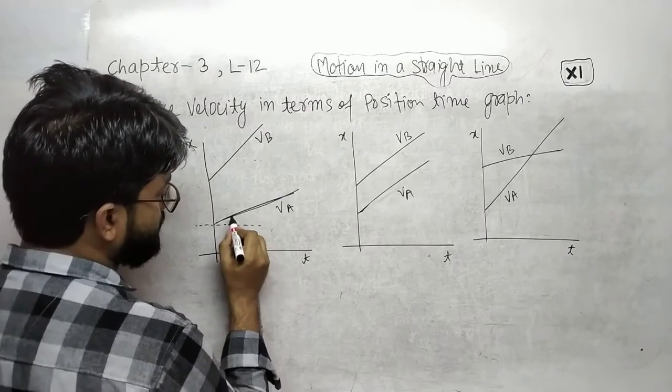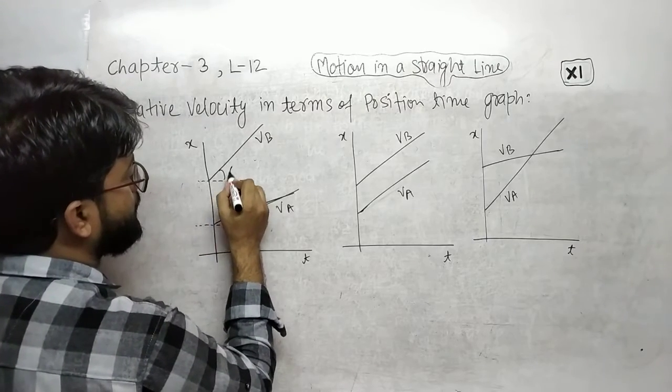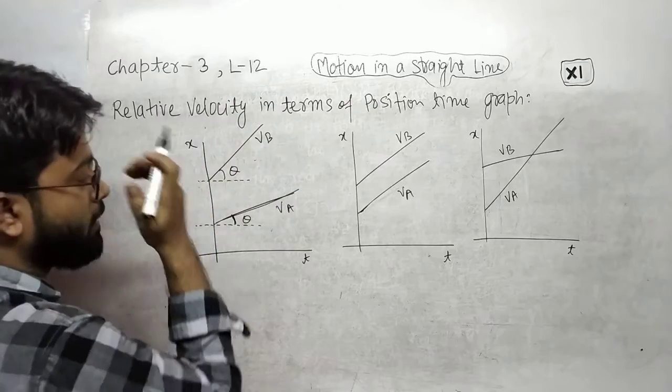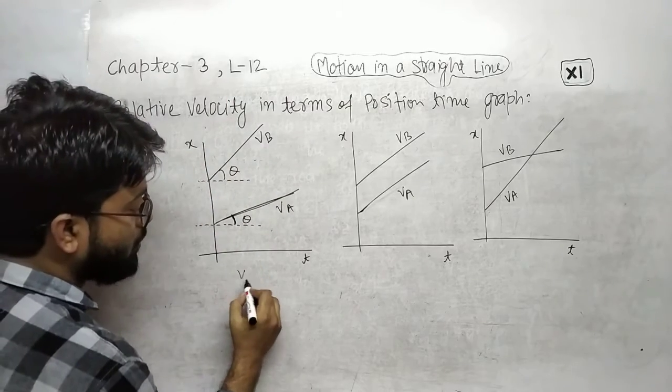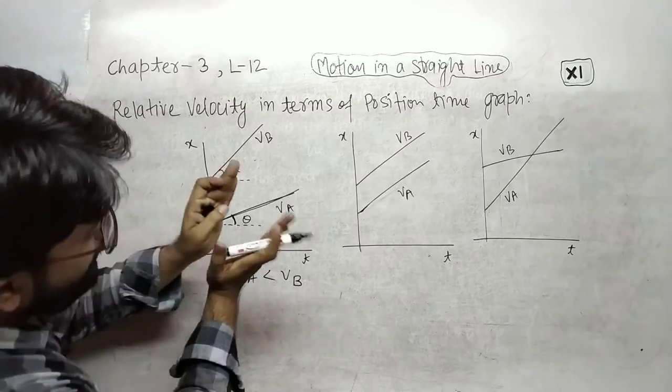is less because this angle is less as compared to this angle. This angle is greater, this angle is less. That means velocity of A is less than velocity of B. It will be like that.